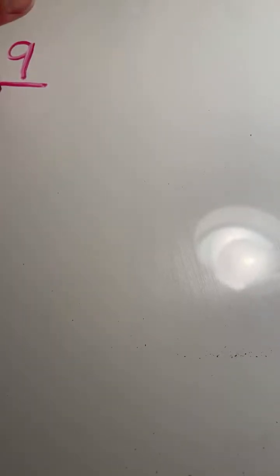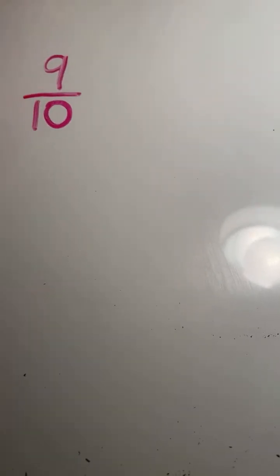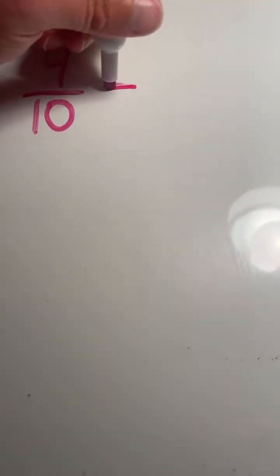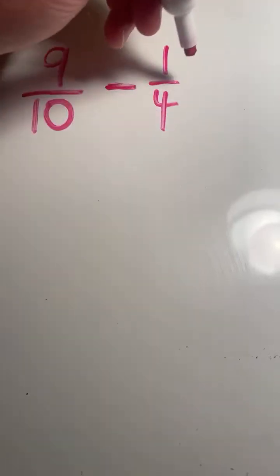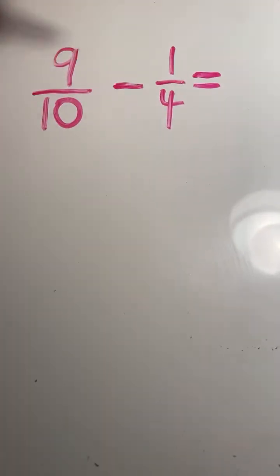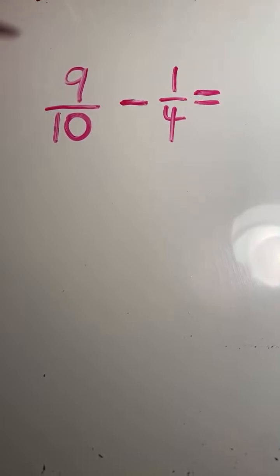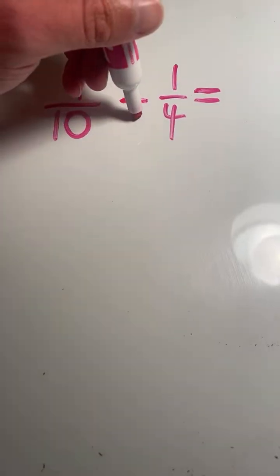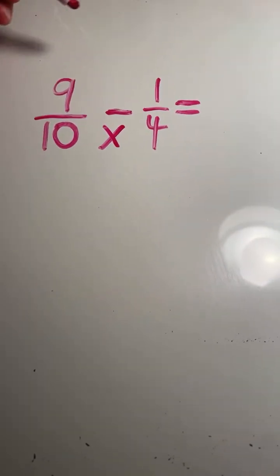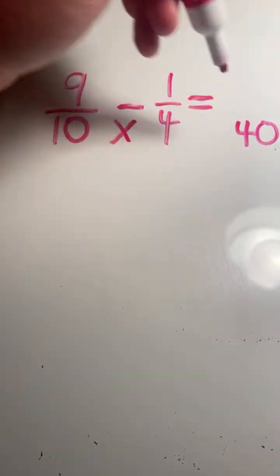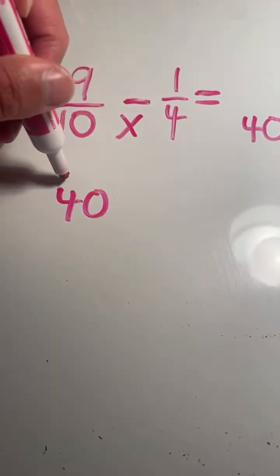All right, next example. All right, 9/10 minus 1/4. So step 1, we have to find the common denominator. And we find the common denominator by multiplying our two different denominators. So 10 times 4 equals 40. So 40 is our common denominator for this problem.